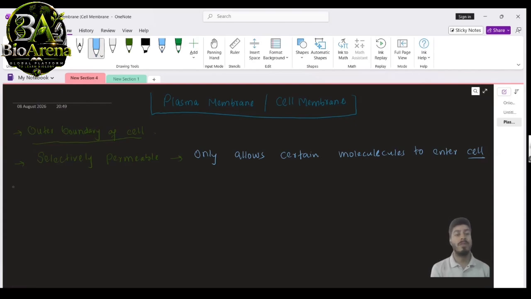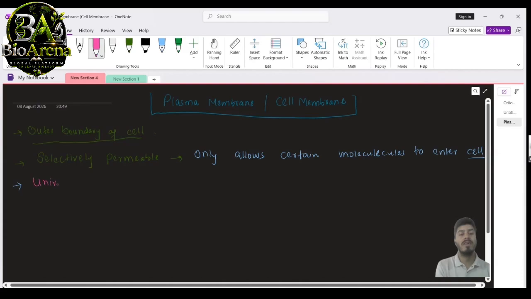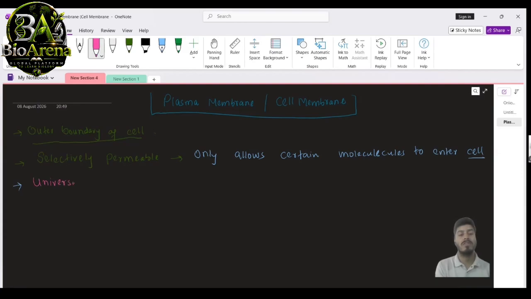Another feature of the plasma membrane that you need to know is that it is a universal structure. You might have heard about it. What does this mean, universal structure? It means that it is found in all kinds of cell types. Whether it is a prokaryotic cell or a eukaryotic cell, it is found there.